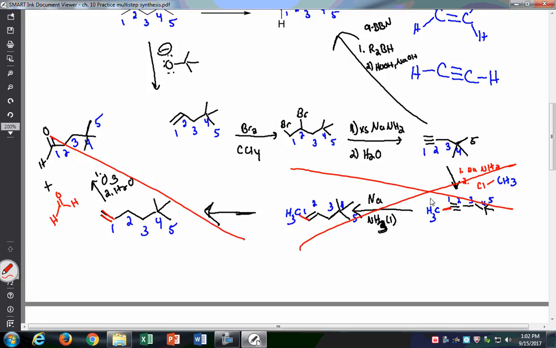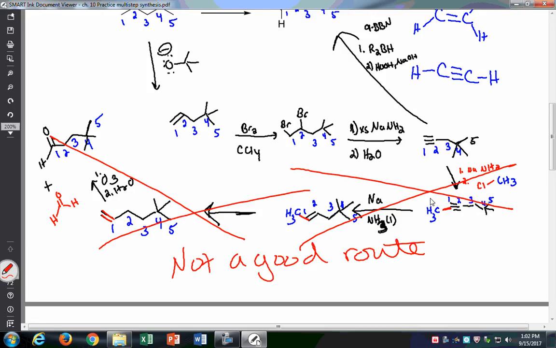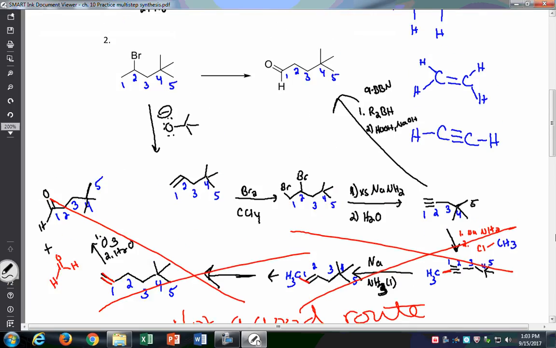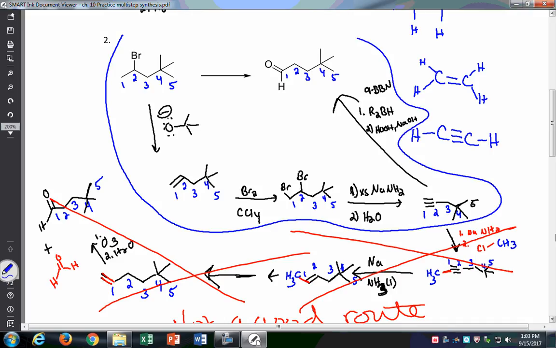Not a good route. The first route is a good route. This route, not a good route. I'm not saying you wouldn't form any of your desired product. It would be a low yield and it would be a pain to separate these things in the lab. So not a very good route. And this would take 2 reactions. So this route here is the best route based on what we know so far. Like I said, there'll be multiple routes to form our C double bond O later on. But based on what we know now, this is the best route.